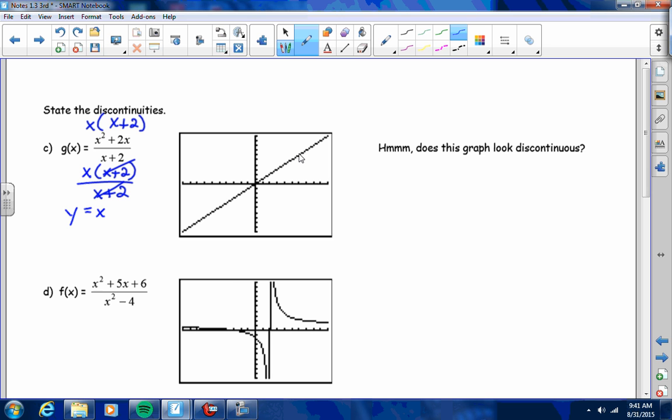It does. Okay. Now, does the graph look like it has any points of discontinuity? No. It looks pretty continuous to me, right? But if we look at the original function, before we did any factoring, what do we know x cannot equal? X cannot equal -2. Okay? So something is happening at the graph at x equals -2.